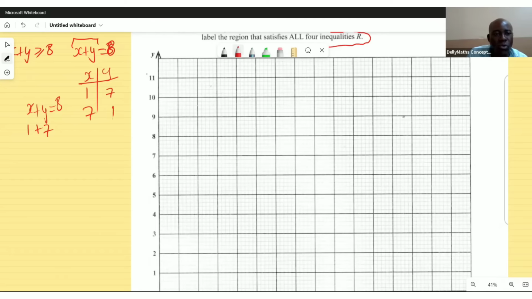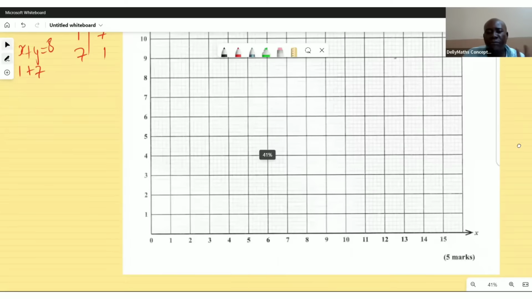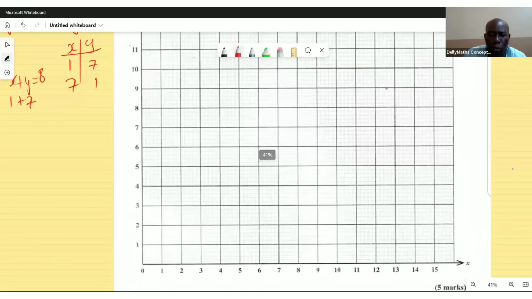I could have 7, 1 as well, because when you add x plus y, you get back to 8. So we are suggesting then we can use various methods to find a point. So that's one of my points there, and that's another of my points.